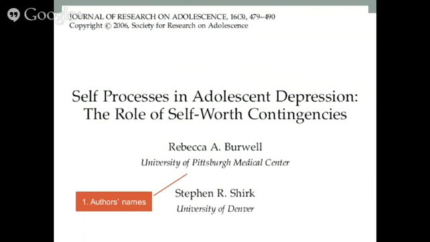Now, if we're looking at an article that has 2 or more authors, we get the same information. And since this is an article from the same journal as before, the information is laid out pretty much the same way as it was in the first example.